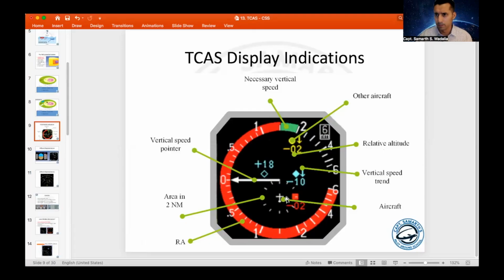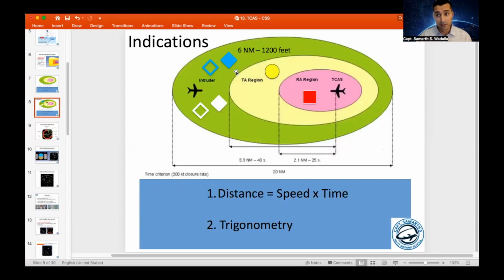1,800 feet above you. Guys, I want you to remember, in the previous slide, we had discussed that a hollow diamond turns into a solid diamond when that particular traffic is within 6 nautical miles of you and 1,200 feet above or below you.